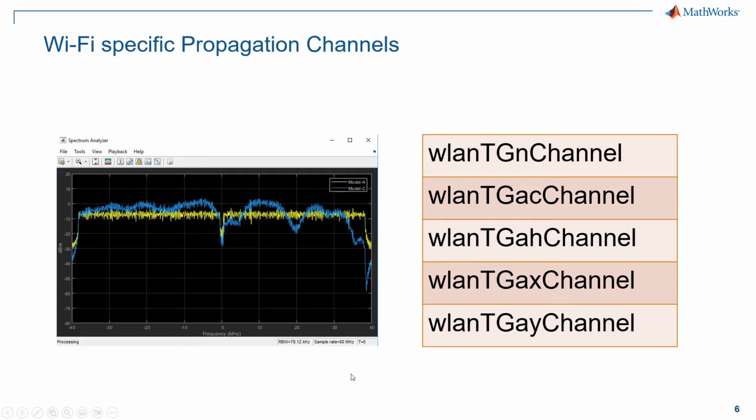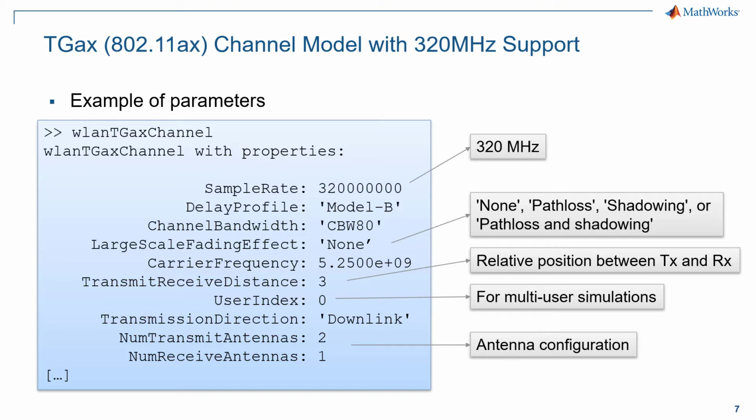Once you have generated an 802.11be waveform, you can build an end-to-end example using a propagation channel and receiver. Wireless LAN Toolbox includes different types of wireless LAN specific propagation channels, including the TGX channel. The TGX channel lets you configure many different types of impairments with fading, line of sight or non-line of sight conditions, depending on the transmit-receive distance, antenna configurations, and propagation conditions such as shadowing and path loss.